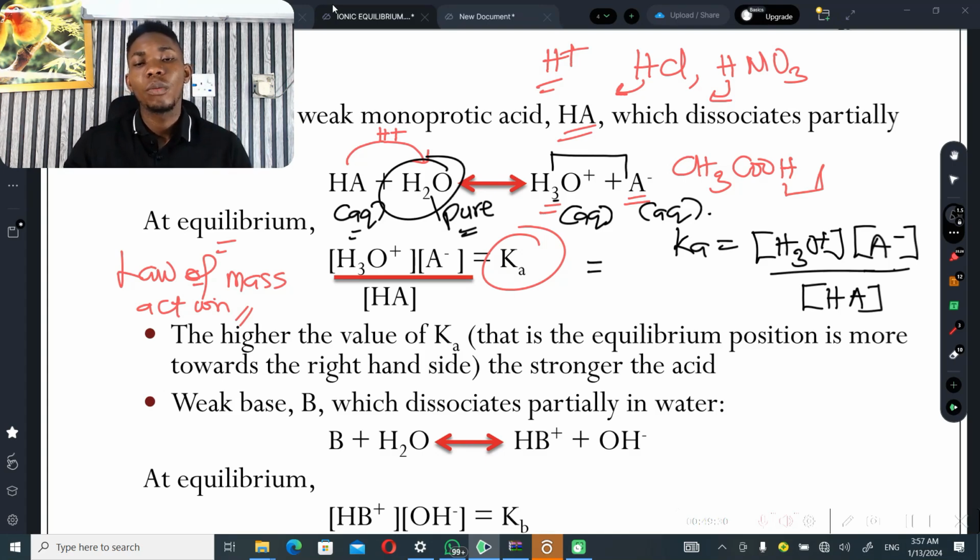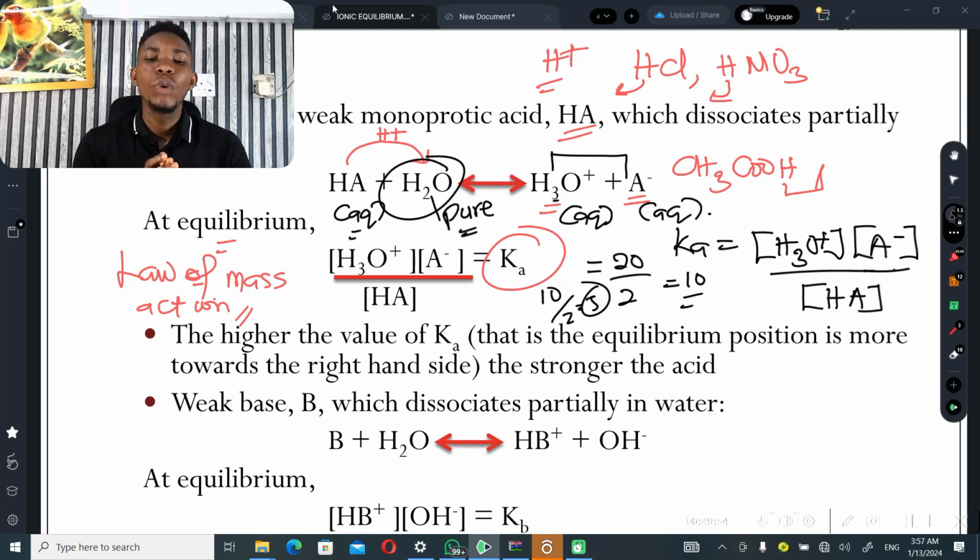If here is like 20 and the bottom is 2, 20 divided by 2 will give us what? 10. Now let's assume the upper part is 10, and 10 divided by 2 will give us what? 5. So which of them has a higher Ka value? It's the one where we have more concentration of the product. In this case 20 divided by 2 gives us 10. That means Ka is 10. While the other Ka is 5.